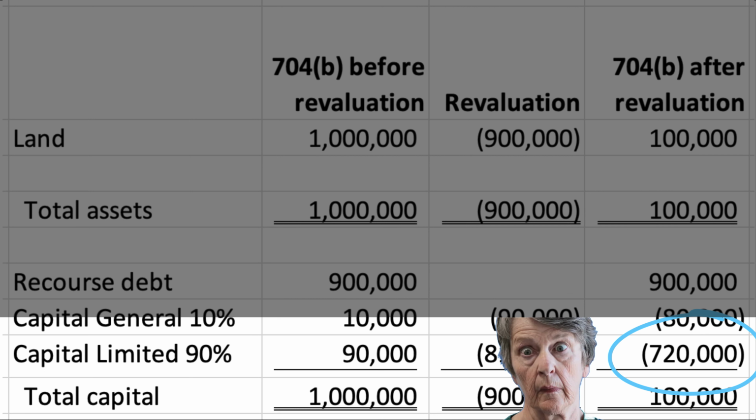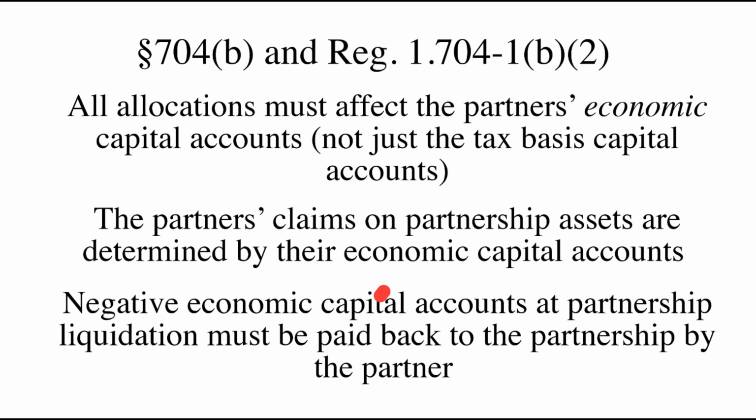Imagine the limited partner's shock. She thought the most she could lose was her $90,000 initial investment. So the limited partner does not want to agree to the third condition of the big three. She does not want to be responsible for paying back a negative economic capital account. This requirement could defeat the purpose of limited liability.